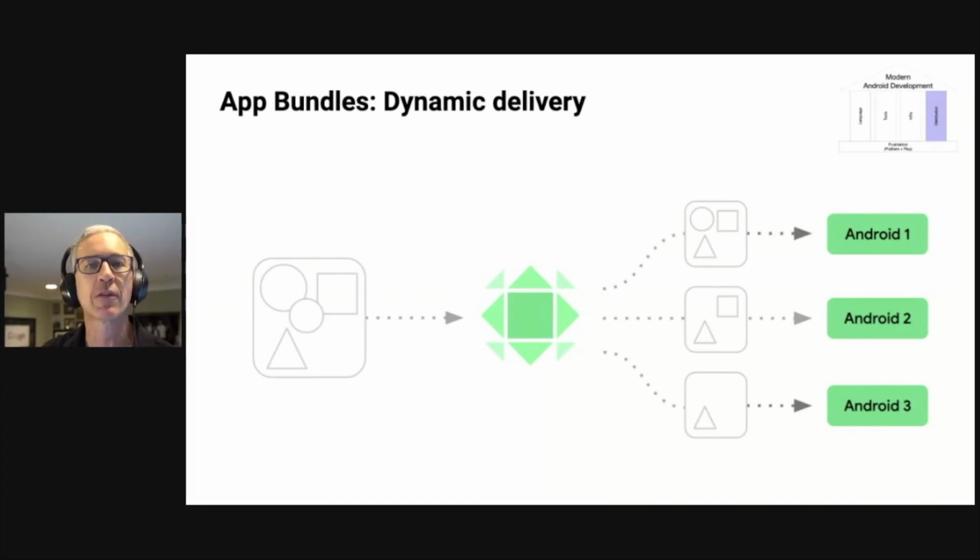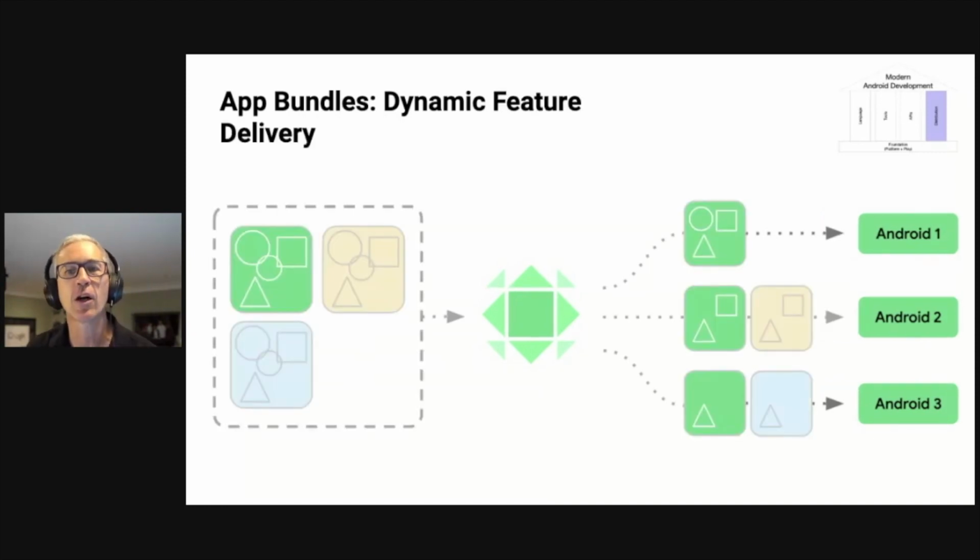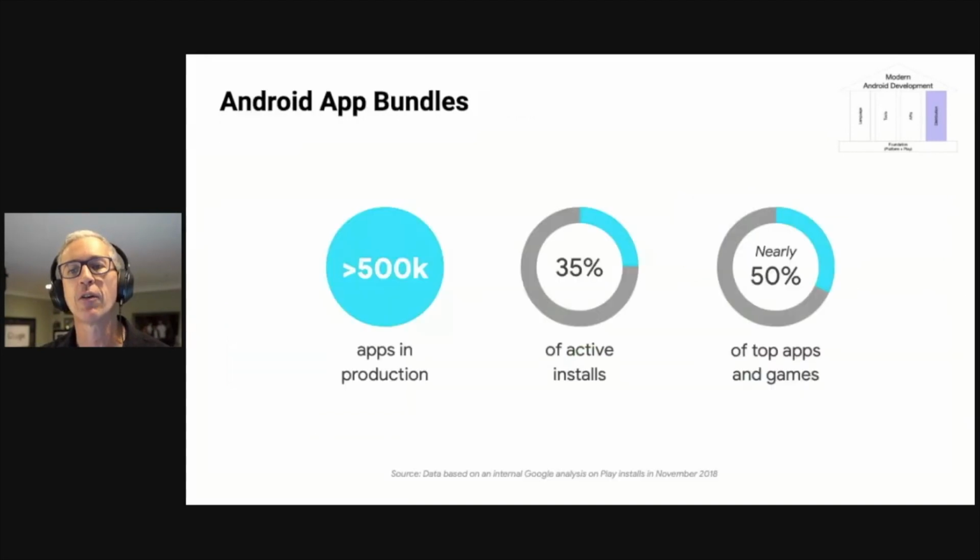And different pieces of it go down because every user does not need everything. It also integrates nicely with dynamic feature delivery. So you can have these optional features that aren't, again, going down to every single device along the way.